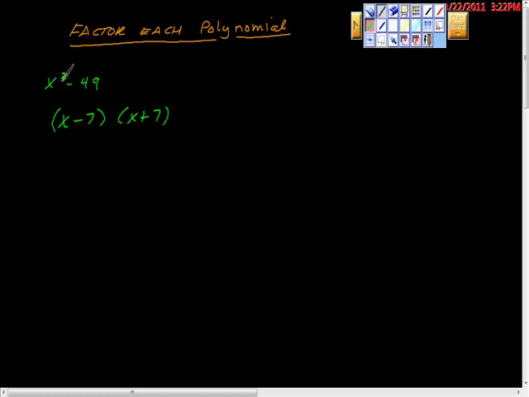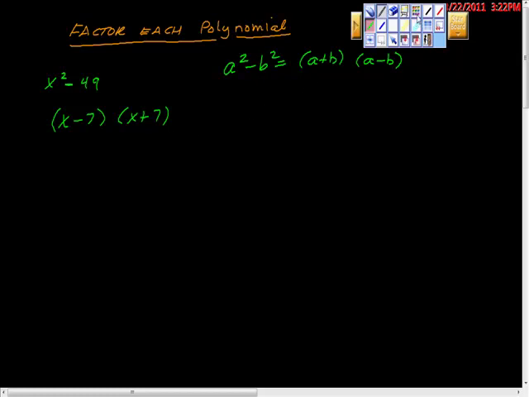This is a perfect square. This is a perfect square. We have a negative, so we can use difference of squares. Difference of squares is a squared minus b squared is equal to a plus b times a minus b.